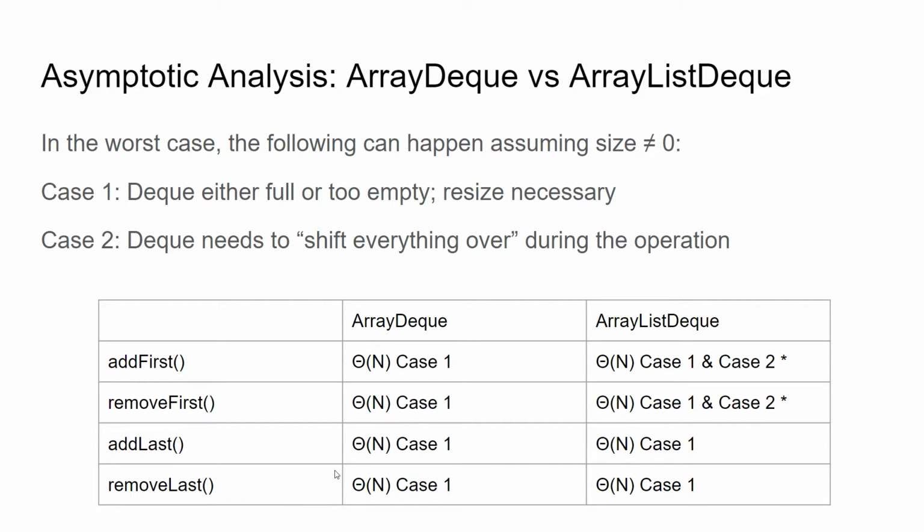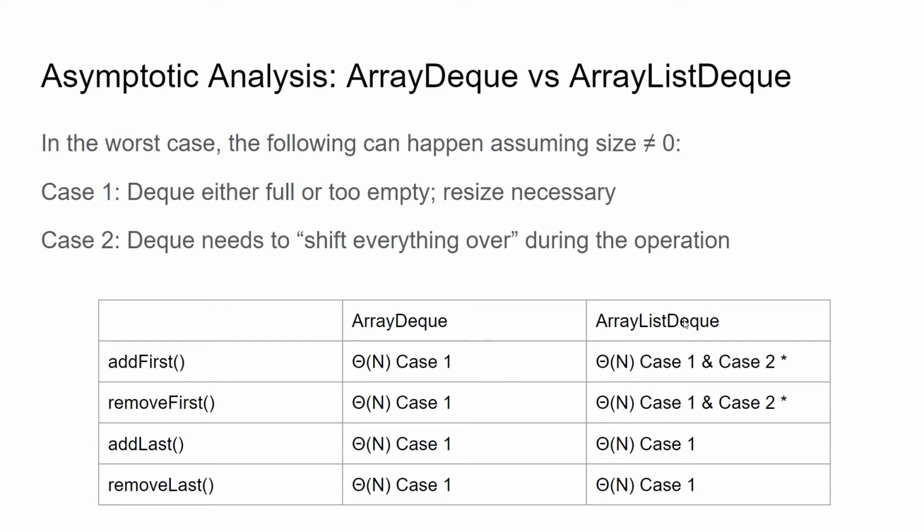So actually, in the worst case, that's always a possibility. And because resize requires copying every element into a new deque, or a new array or array list, it's going to make our runtime at least theta of n for all of these methods. As it turns out, there weren't any nested loops, so because of case 1's possibility, we do have theta of n for all of ArrayDeque's methods.